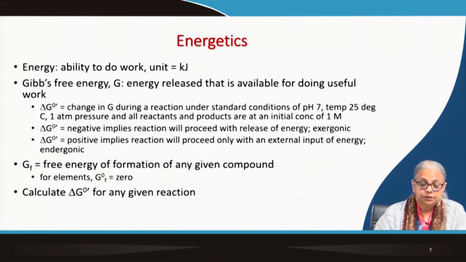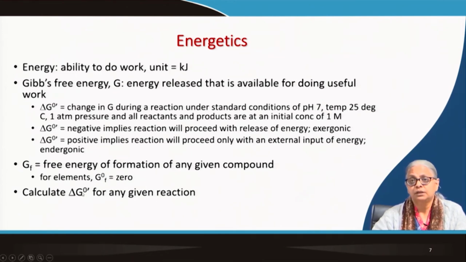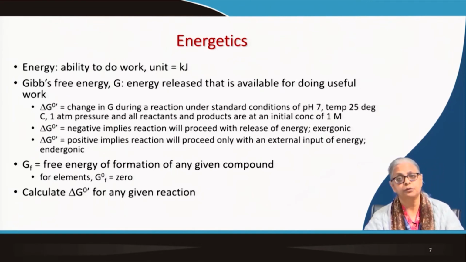In terms of determining delta G0 dash for any reaction, you need to know the free energies of formation for all the reactants and products. So delta G0F is the free energy of formation for any compound. For elements, we assume that the delta G0F is 0. So given this information, you can refer to any standard chemistry textbook and you might be able to find these values and calculate delta G0 dash for any given reaction.